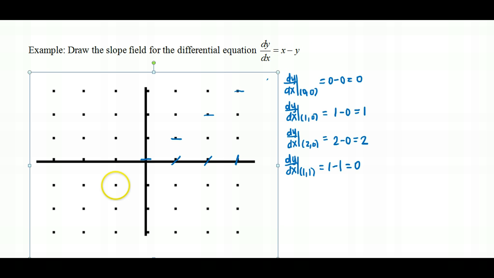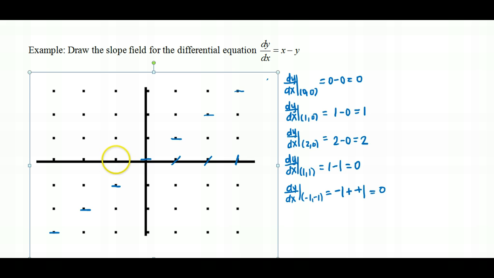So how about down here at negative 1, negative 1? Just to convince ourselves, we have dy dx at negative 1, negative 1. So we'll have negative 1 minus negative 1. So we're going to add the opposite, and we're going to have 0 again. So all along the main diagonal, I'm going to have little lines with slope 0.